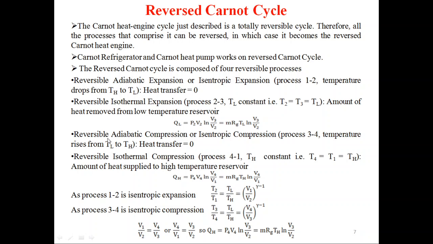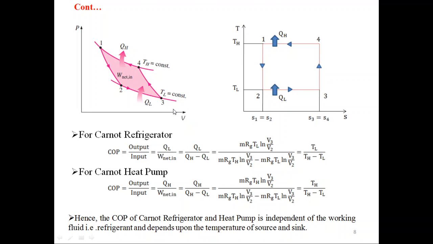Next is reversible adiabatic compression or isentropic compression process 3-4. Temperature rises from TL to TH, as in case of compression the temperature increases, but value of heat transfer is 0 because it is an isentropic process. This 3-4 represents reversible adiabatic compression or isentropic compression as the volume is decreasing from 3 to 4. In the TS diagram you can see 3 to 4 is a vertical line, that means entropy at point 3 is equal to entropy at point 4.